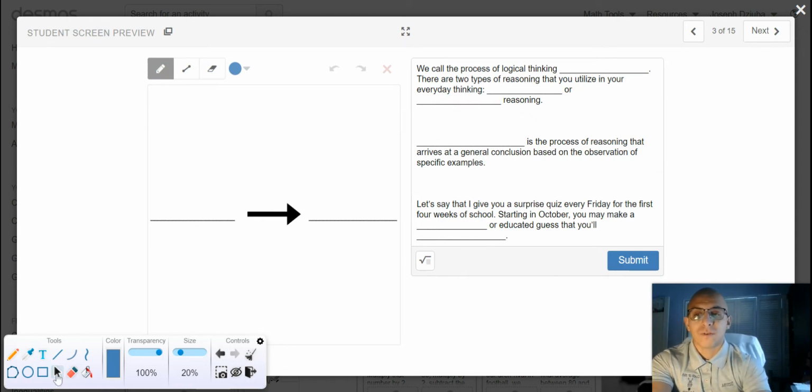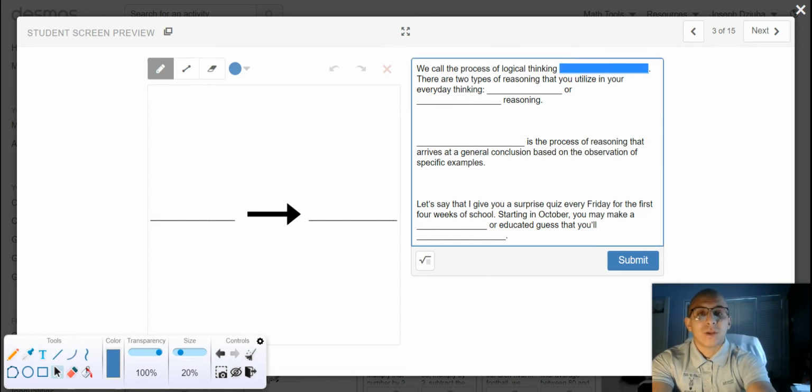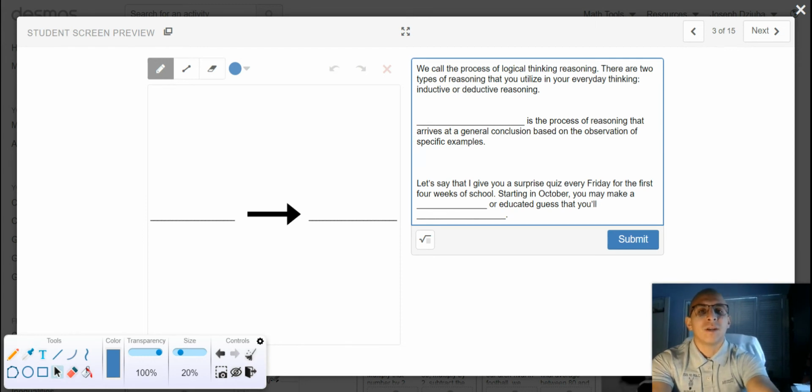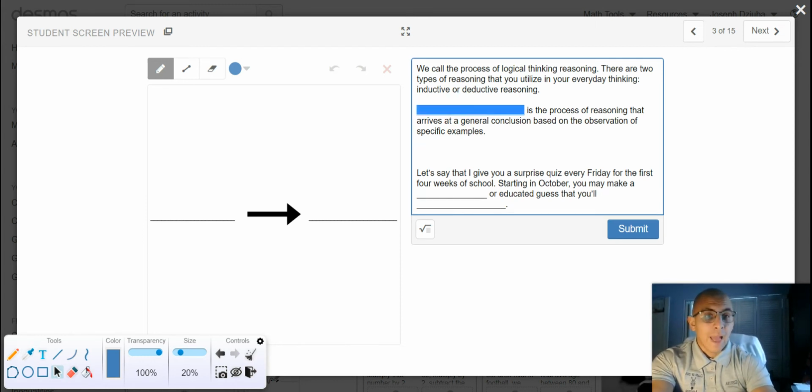Which brings us to our first type of reasoning, that being inductive. We call the process of logical thinking reasoning. There are two types of reasoning that you can utilize in your everyday thinking. They are inductive or deductive reasoning. Normally, you don't turn around and say, "Oh, I'm applying inductive reasoning in this case," or "I'm applying deductive reasoning in this case." It's just like, "Well, how'd you think about it?" And then you just kind of say how you thought about it. But you have a firmer grasp of how you are thinking.